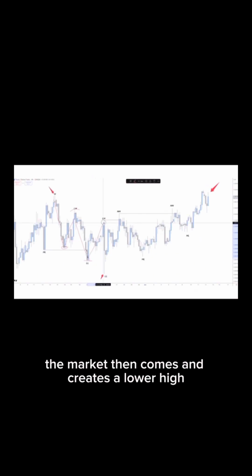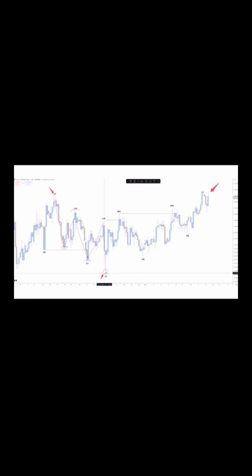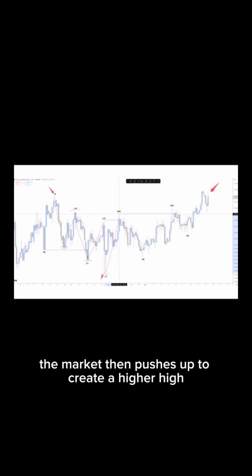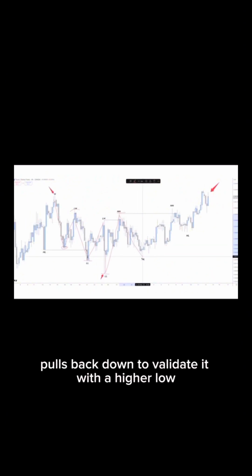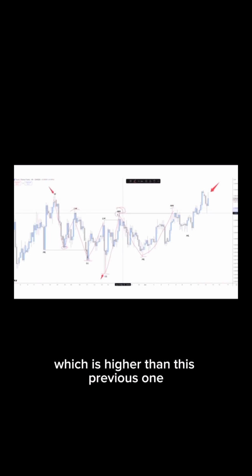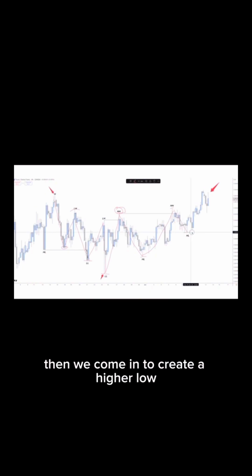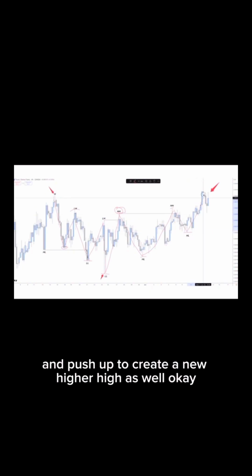The market then comes and creates a lower high, pushes down, validates it with a lower low. The market then pushes up to create a higher high, pulls back down to validate it with a higher low. Then we have this run to create a higher high, which is higher than this previous one. Then we came in to create a higher low and push up to create a new higher high as well.